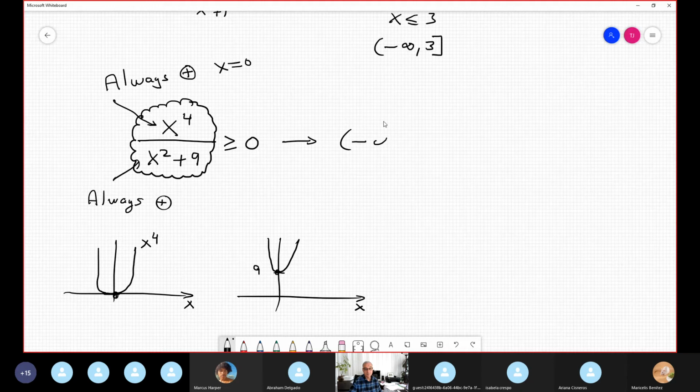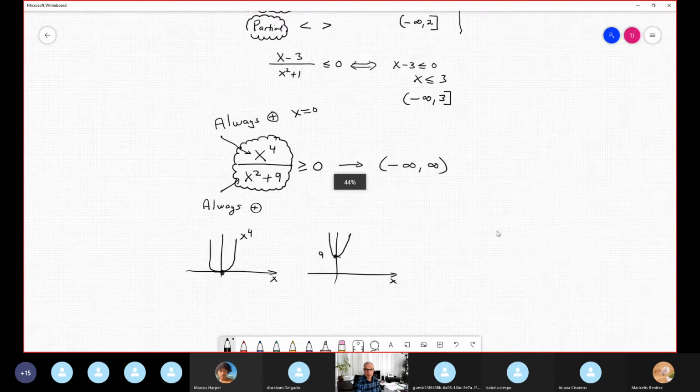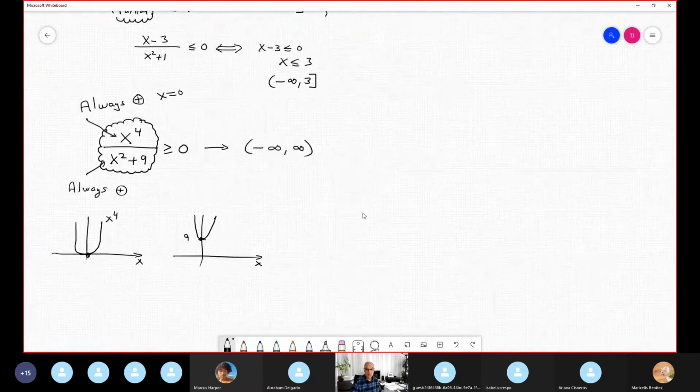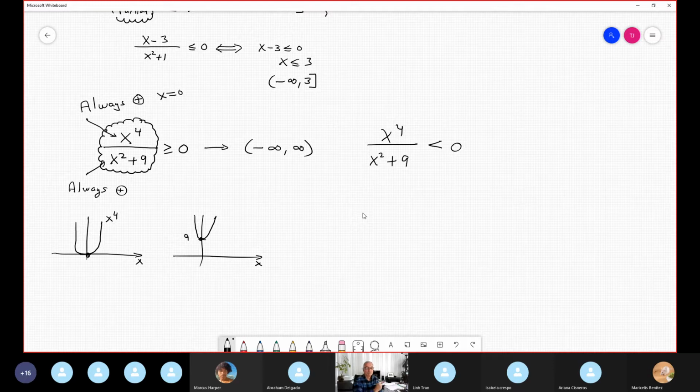Do you understand this one? Yes. Aha, but I am a bad guy. Suppose I want to complicate your life. You put in the test something like that, x to the 4th power divided by x to the 2nd power plus 9. Exactly the same, but I change something. I change it to less than. What do you think about this inequality?